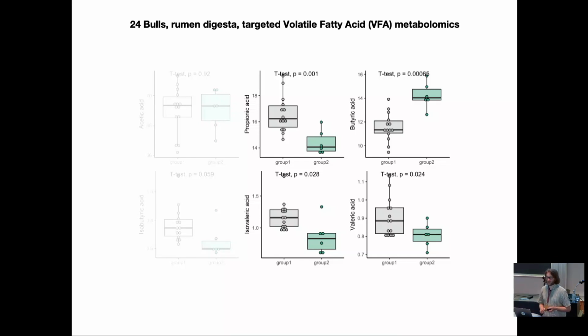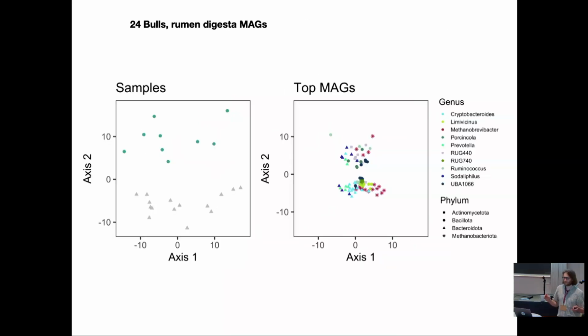Specifically, butyric and propionic acids have a large difference. VFAs are important in the energy transfer from feed to host through the microbiome. So this is another hint that something biological is lurking in the split. So we know that this is not a batch effect. So what is it then?